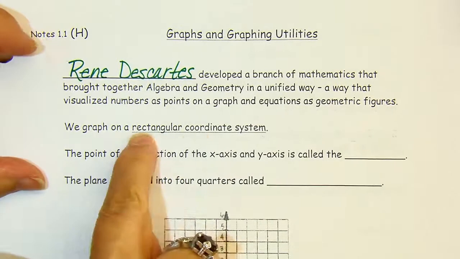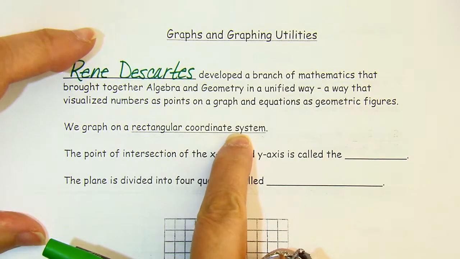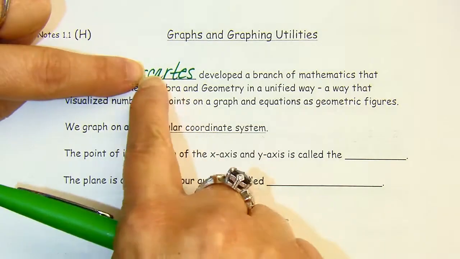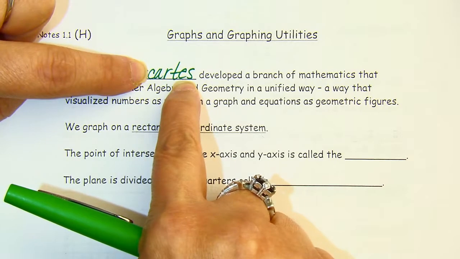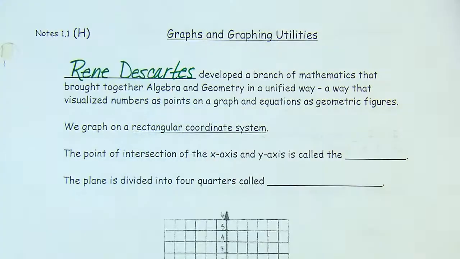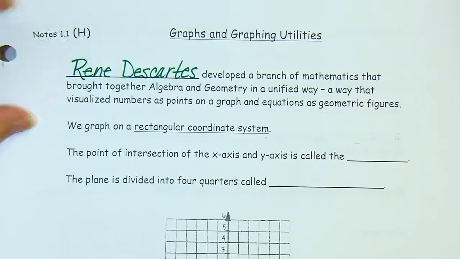We graph on a rectangular coordinate system. Now let me tell you, all graphs that you do must be on Cartesian coordinate paper. Cartesian coming from Descartes' name, C-A-R-T-E-S. All right, so that is part of the word Cartesian. So it was named after René Descartes. So you must use graph paper or Cartesian coordinate paper for all graphs. Please don't make your own little makeshift graphs. You must use graph paper.